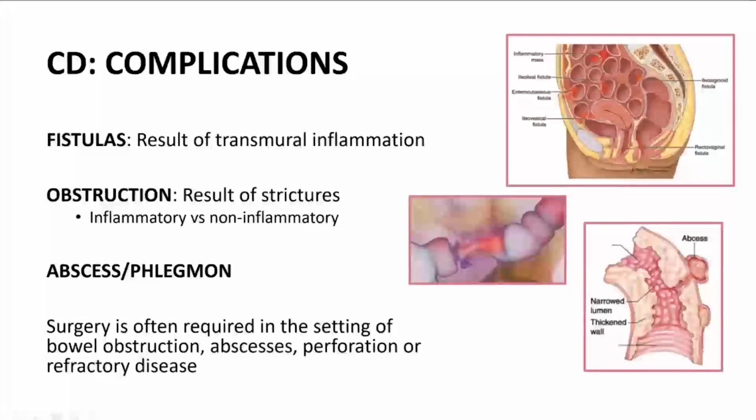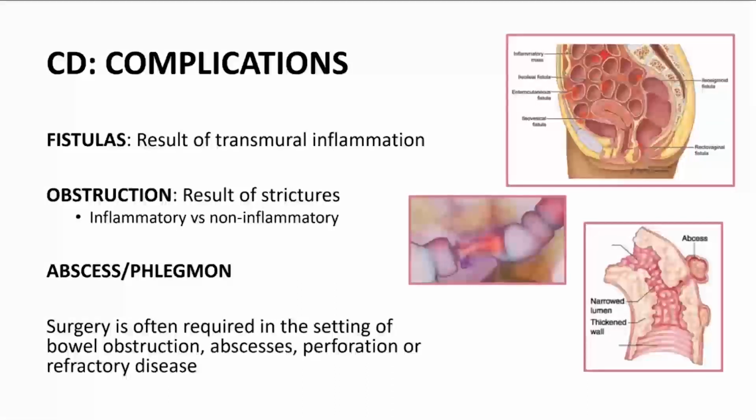Another complication of Crohn's disease is obstruction, which is the result of strictures. And these strictures can be inflammatory and non-inflammatory. What I mean by this is a patient with Crohn's disease that has had a stricture for a really long time may already have an area that is not going to reverse with just treatment and might need surgery, either just resection of that area to resolve the obstruction. And often we could also dilate areas endoscopically.